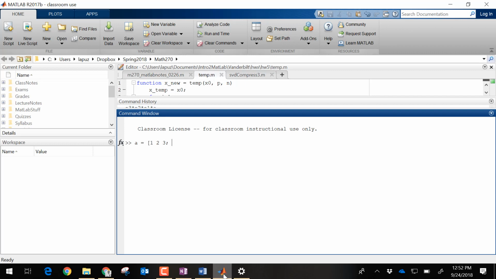So let's do 1, 2, 3. I think it's 4, 5, 6, 8, and then 10, 11, 12. Maybe it was 13. I forget. And the nice thing about this is that when you run this, it'll show you the matrix and how it actually looks.